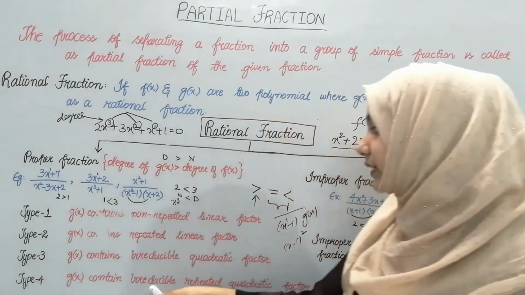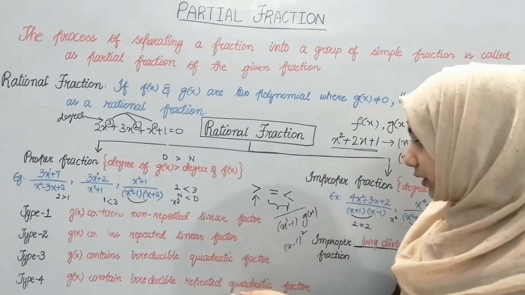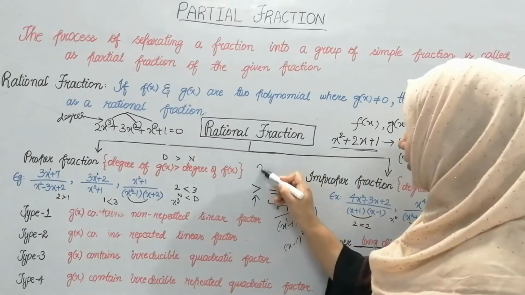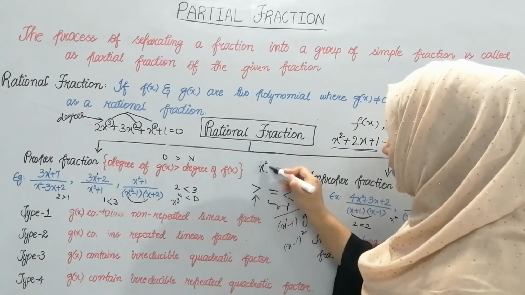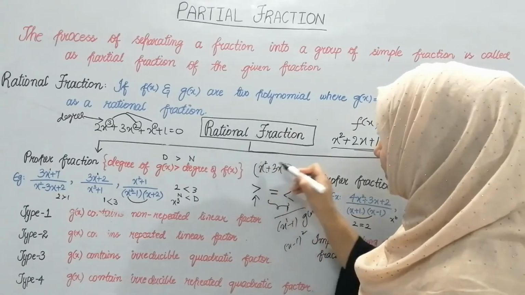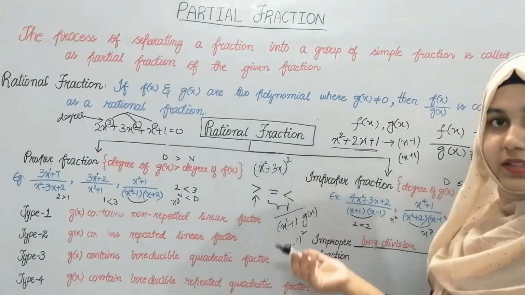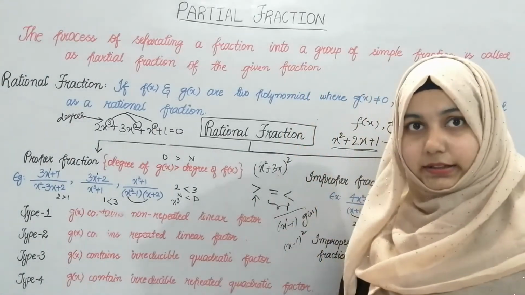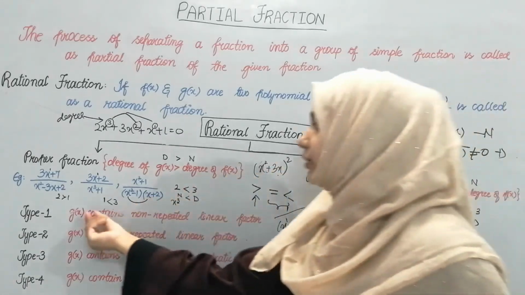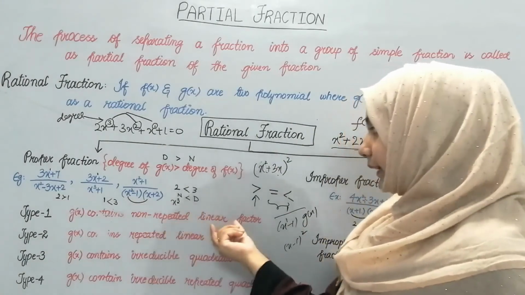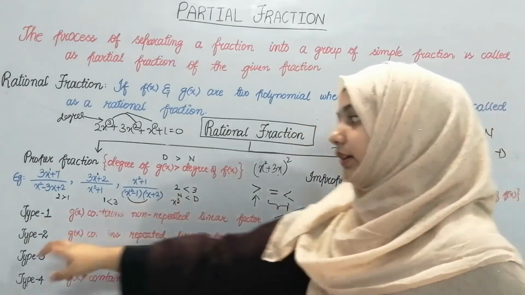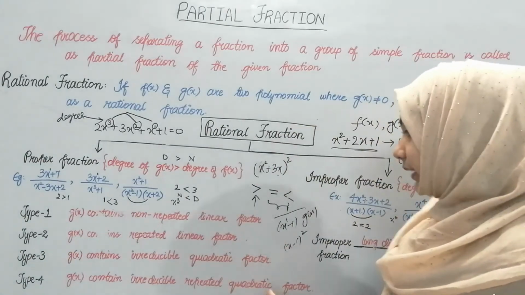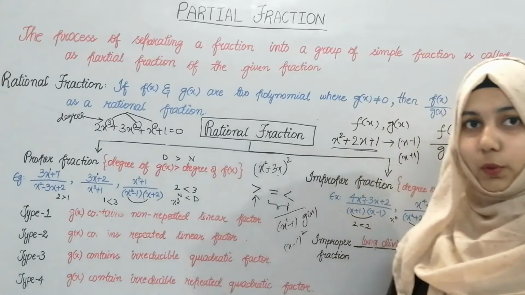Now coming to type 4, g of x contains irreducible repeated quadratic factors. Here I have a quadratic factor which is irreducible and also repeating. Suppose I've got a quadratic factor like x square plus 3x, and suppose it is repeating 2 times. Whole square means it is repeating 2 times. So such a question falls under the type 4 category, right? We are concerned only about the denominator, g of x. So if it is non-repeating linear, it is type 1. If it is a repeating linear factor, it is type 2. If it is quadratic and irreducible, then it is type 3. If it is quadratic, irreducible and repeating, then it is type 4.